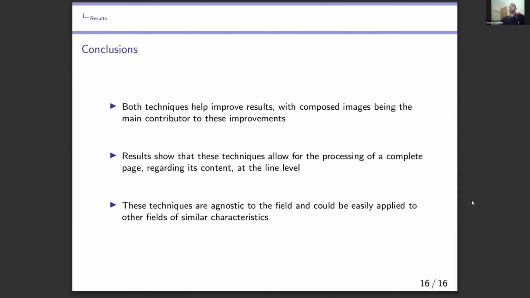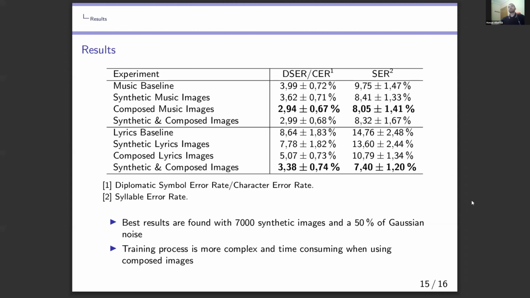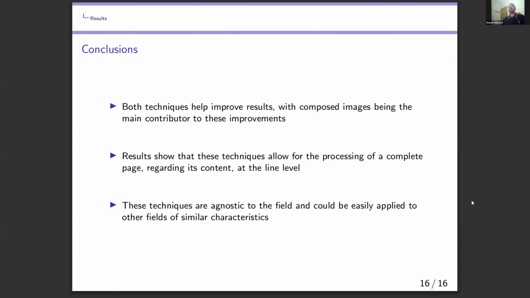Now, to conclude this work, the idea is that both techniques help improve upon the results, and we can see, based on these results, that composed images are the main contributor to most of the improvements found, which makes sense given that the ideal scenario is when we work with the whole context of a musical piece. The more context we have, the easier it is for the model to learn and precisely determine which decisions it has to take for the transcription.